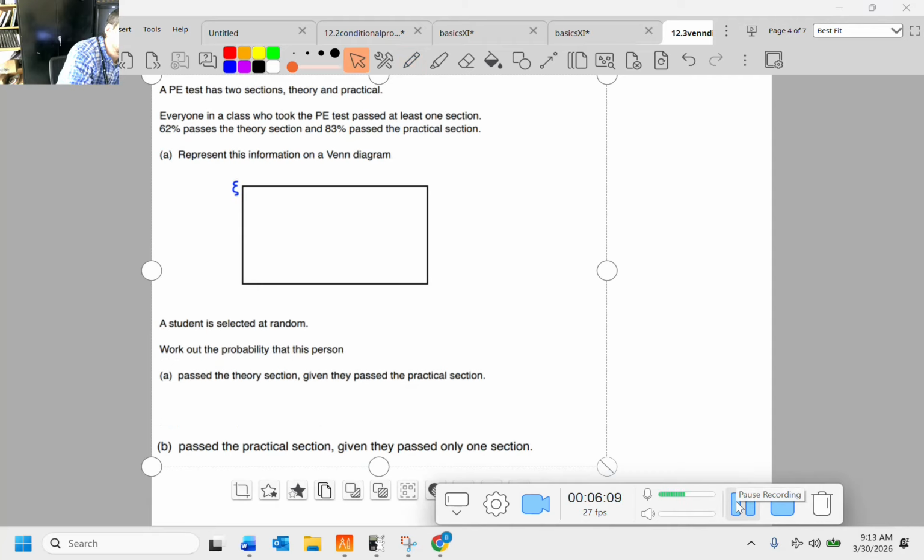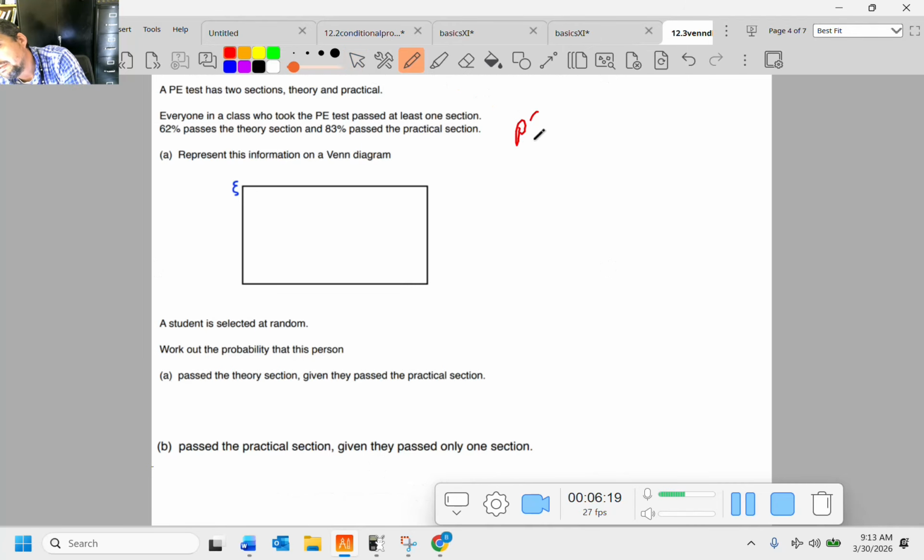A PE test has 2 sections, theory and practical. Everyone in class who took the PE test passed at least one section. So what they're telling me is that the probability of passing theory or practical is 100%. I'm going to pass one or the other, not necessarily both. That's important. To do a Venn diagram, I've got theory and practical. I need to know this piece right here, which is the AND.